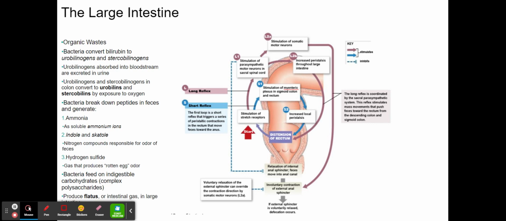We discussed the fate of bilirubin, a breakdown product of heme, earlier. In the large intestine, bacteria convert bilirubin to urobilinogens and stercobilinogens. Some urobilinogens are absorbed into the bloodstream and then excreted in urine. The urobilinogens and the stercobilinogens remaining within the colon are converted to urobilins and stercobilins by exposure to oxygen. These pigments in various proportions give feces a yellow-brown or brownish color.